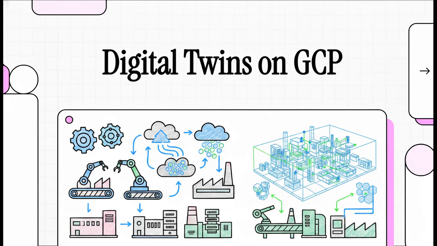Welcome to this explainer. Today, we're diving straight into a totally fascinating space where raw, high-speed data collides with physical reality. We're talking about digital twins on Google Cloud. If you've ever wondered how modern smart factories are literally coming to life, transforming massive streams of abstract data into highly visual, interactive 3D environments, you are absolutely in the right place. Let's get right into it.